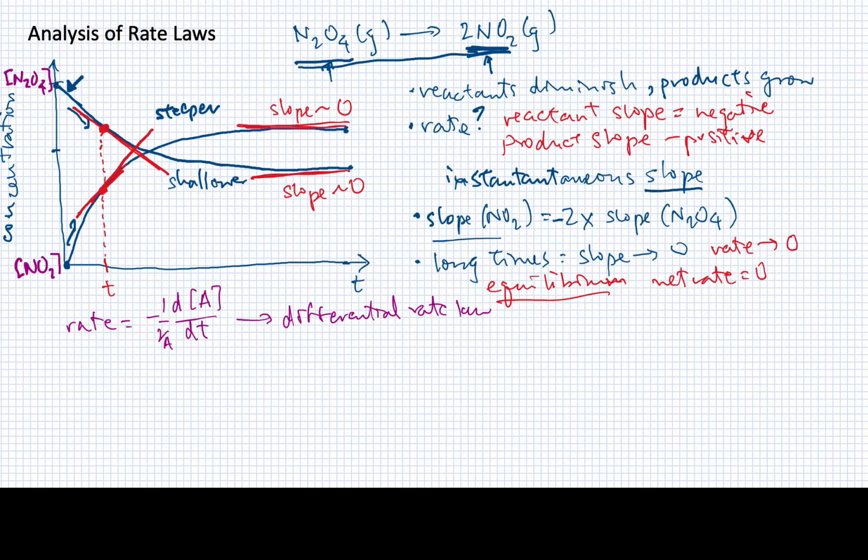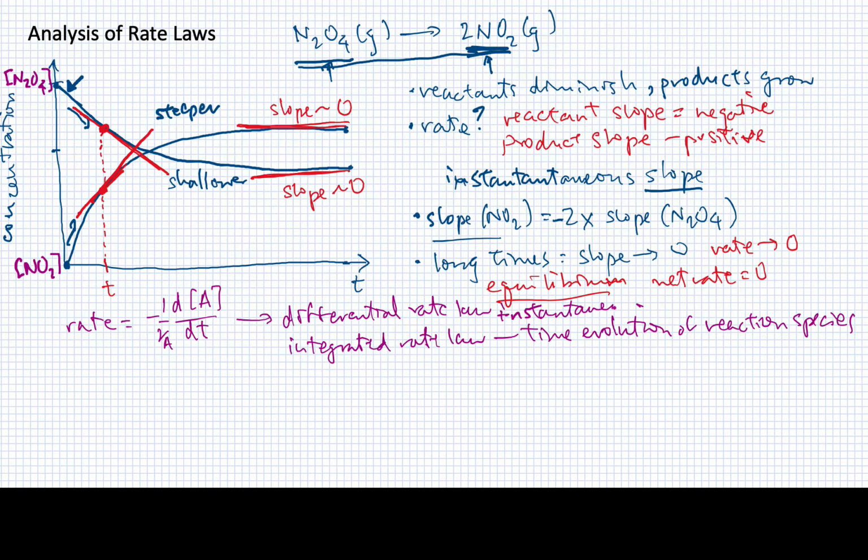All right, what else do we have in terms of rate laws? Well, in fact, this diagram is indicative of another way of describing the rate law that we'll call an integrated rate law. The integrated rate law is basically telling us about the time evolution of the reaction species. So the differential rate law is all about instantaneous change, and the integrated rate law is all about the long term.